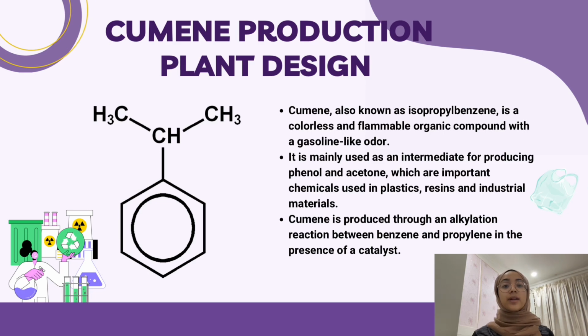Cumene, also known as isopropylbenzene, is a colorless and flammable organic compound with a gasoline-like odor. It is mainly used as an intermediate for producing phenol and acetone, which are important chemicals used in plastics, resin, and industrial materials. Cumene is produced through an alkylation reaction between benzene and propylene in the presence of a catalyst.